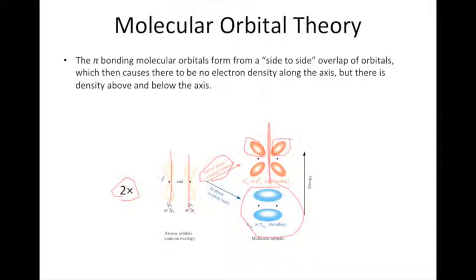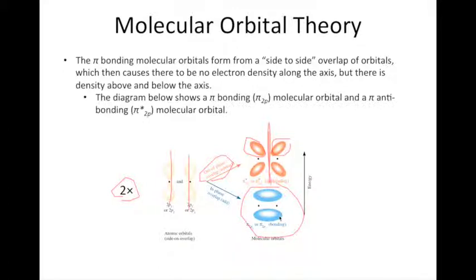And again, I just want to stress that what we're looking at here would be multiplied times 2 because we would have two p orbitals meeting along the y and the z axes. So here you can see in this diagram the pi bonding and anti-bonding molecular orbitals and how we denote those.